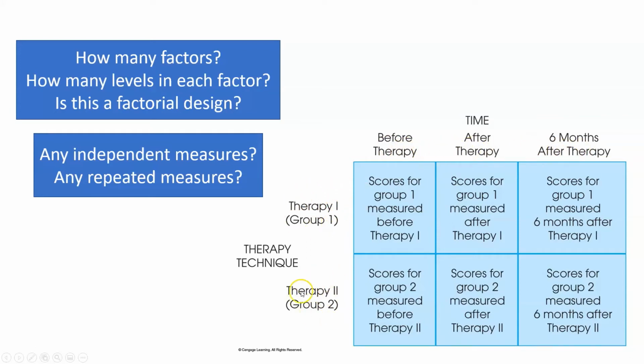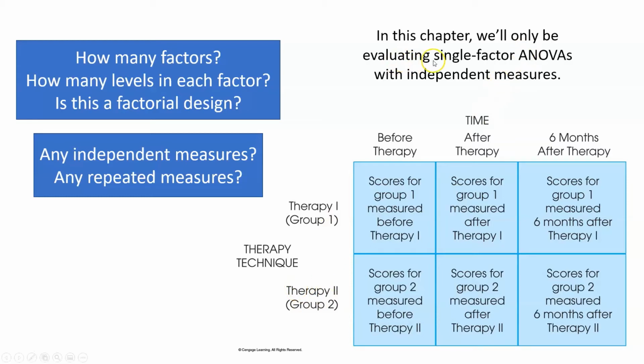Group 1 versus group 2. Those are independent measures. Now, in this module, we're only going to be evaluating single factor ANOVAs with independent measures. So we're not going to deal with these kinds of really complex designs here with multiple factors. We're not doing anything factorial in this module, and we're not going to do anything repeated in this module. We're just going to use independent measures on a single factor ANOVA. In future modules, we are going to cover concepts surrounding repeated measures ANOVAs and factorial ANOVAs, so that's the reason why I wanted to introduce this idea here now.